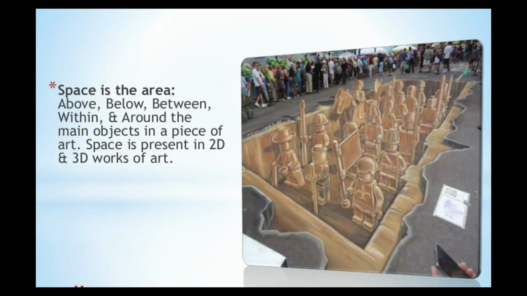Well, space is the area that's below, above, in between, or all around the main objects in an art piece. Space can be present or can be seen in a 2D artwork or a 3D artwork. Looking at this photo over here, this is actually a drawing that was done on the pavement. The artist uses the element of space, though, to create this illusion that there's actually a hole in the ground with these Lego men all set up in there. So using space, there's the illusion or the visual thought that there's actually a hole in the ground with all these little Lego men in it. It's pretty cool. It's pretty awesome.